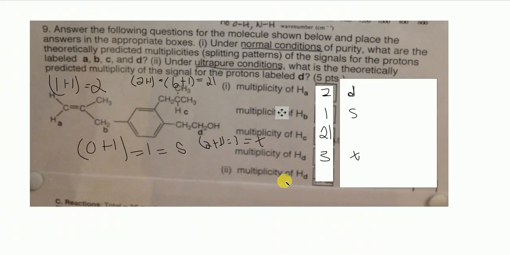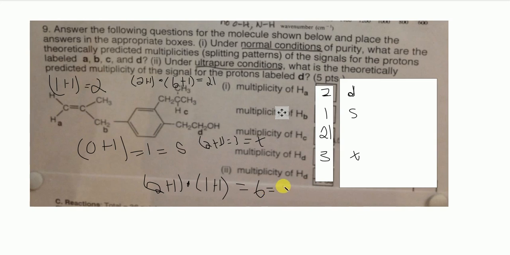All right, multiplicity of HD, but now we're looking at ultra pure conditions, and now it changes. So now I still have that 2 plus 1 value, but I have it multiplied with the 1 hydrogen on that alcohol. So 1 plus 1 over there. And so now I have that 3 times 2, and that gives me 6.